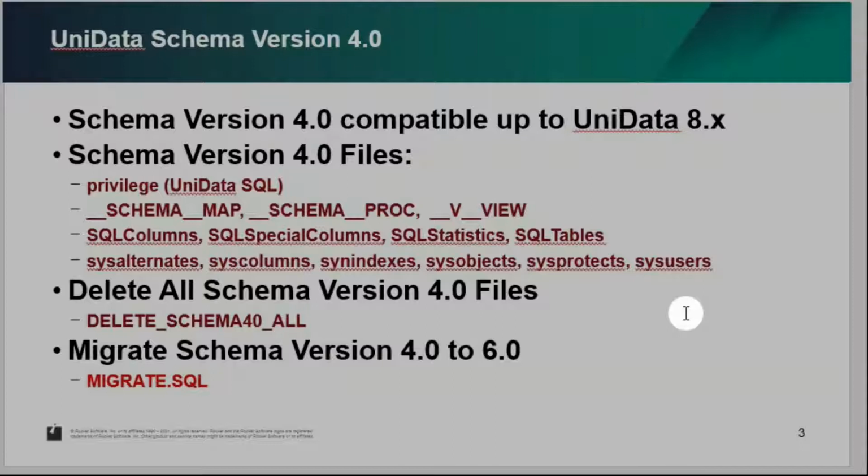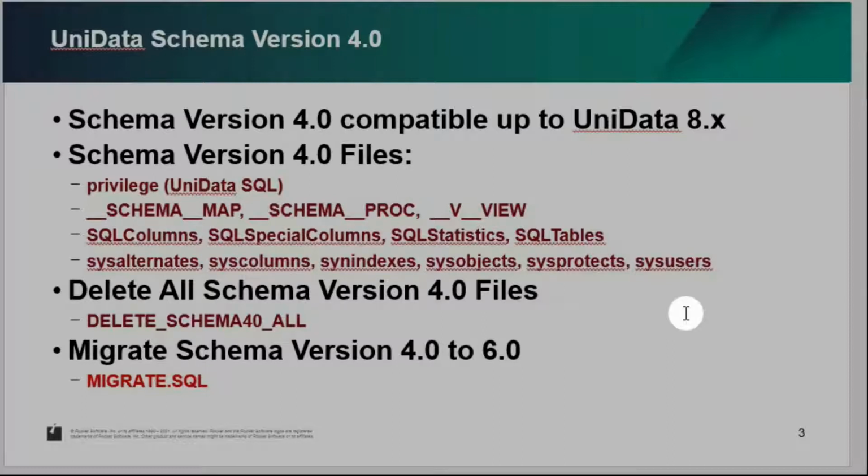On UniData schema version 4.0, you will see the file structure is different. A couple of files are the same, like the private file, _SCHEMA_MAP, _SCHEMA_PROP, and _V_VIEW. These files are the same, but the others, like SQL column, SQL special column, SQL statistics, SQL tables, and all other files only exist on schema version 4.0.